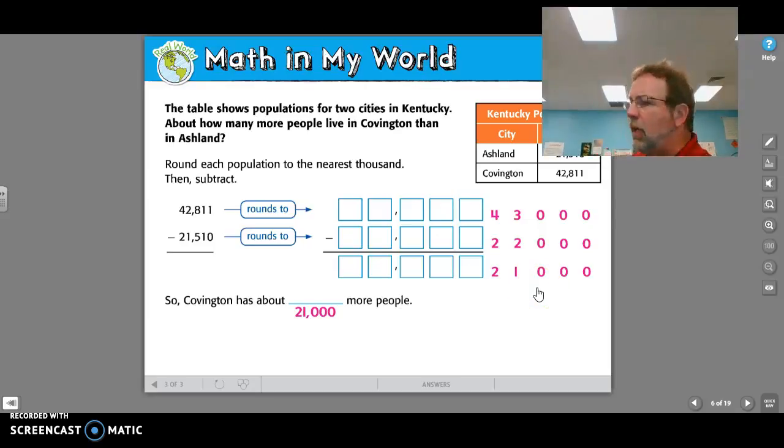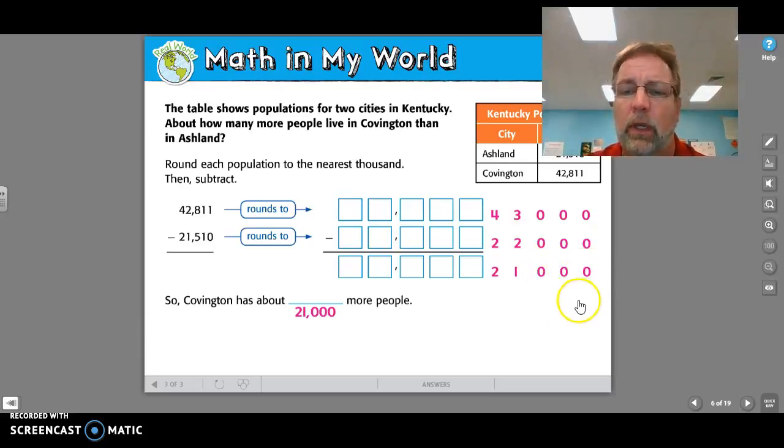Ms. Thomas, you can stop the video and answer any questions about this. If there are no questions, students are to do problems 1 through 21 in this section. Problems 1 through 21.